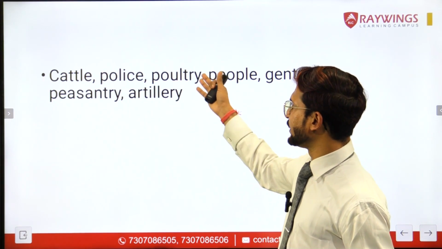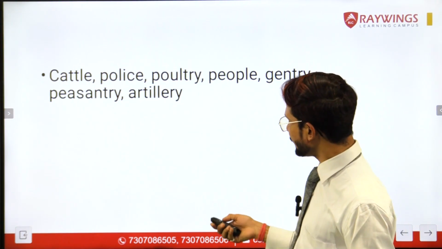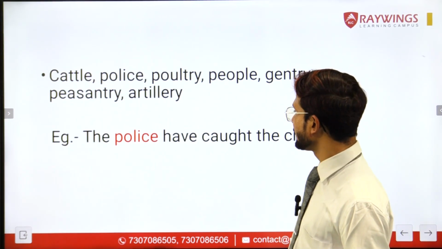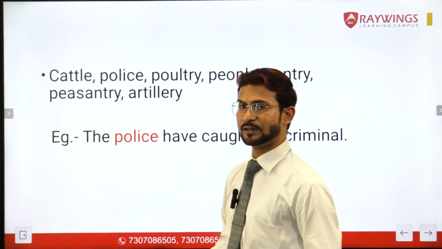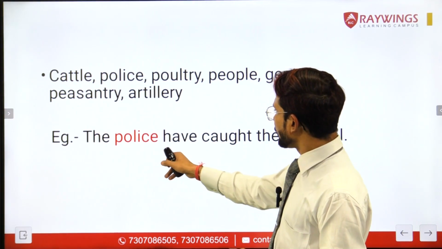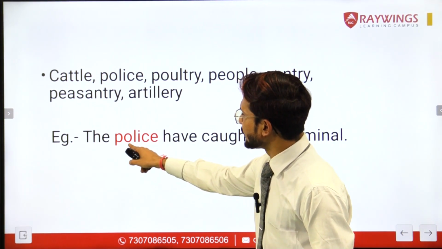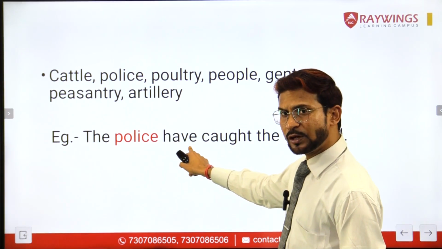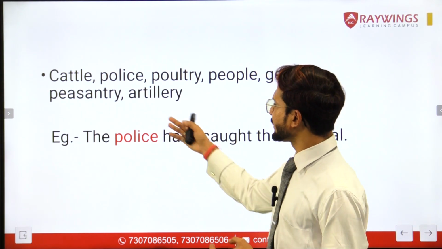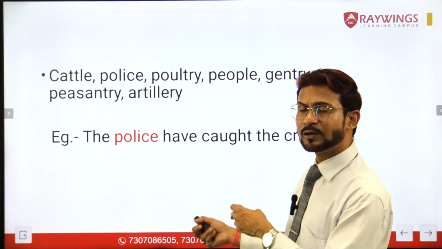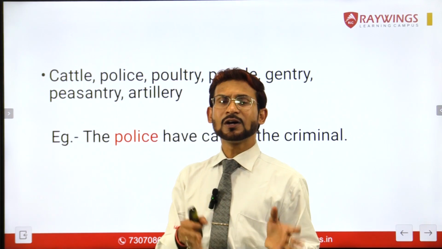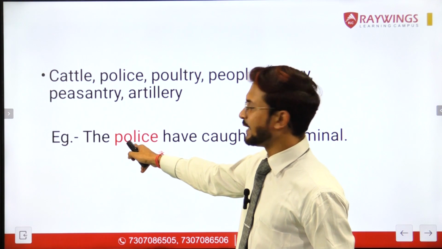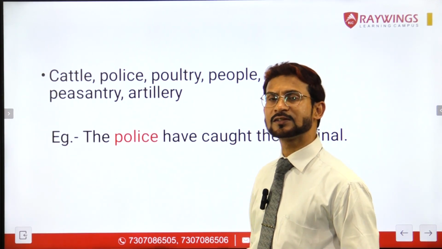Gentry, peasantry, artillery. Let us have a look at the examples here. The first example says, the police have caught the criminal. So you can see that it is written the police and it is being followed by a plural verb have. We never say that police has come. We always say the police have come. So police in itself is considered to be plural in nature in English.